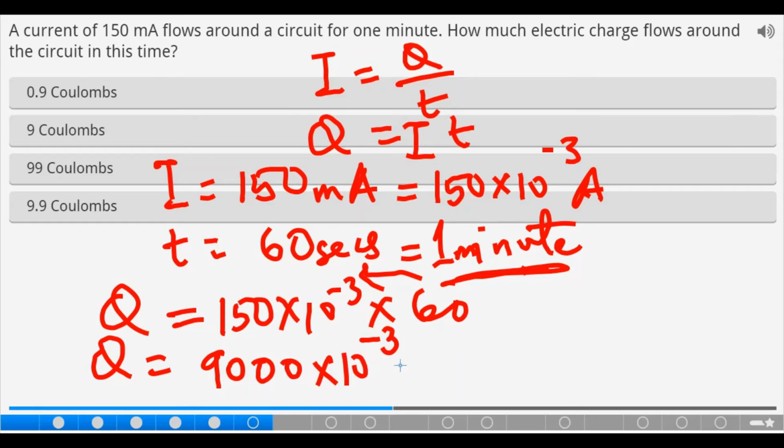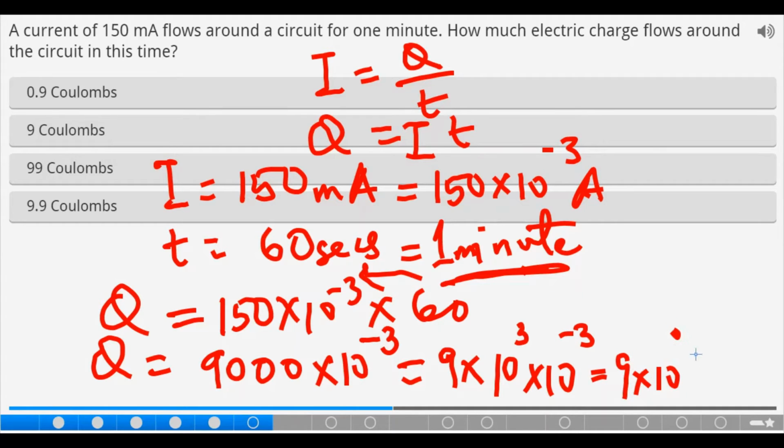Minus 3. But let's convert 9,000 to what? A mere of standard form. That will be 9 times 10 raised to power what? 3 times 10 raised to power what? Minus 3. Now, if you have 3 and minus 3, that will be 3 minus 3 is what? 0, right? Now, 9 times 10 raised to power 0. 10 raised to power 0 is what? 1. That will be 9 times 1. And that gives us what?